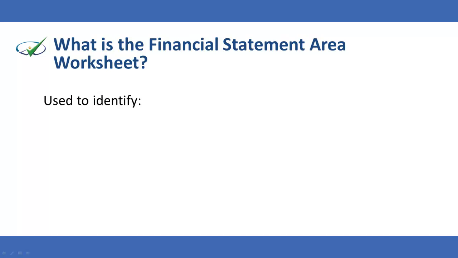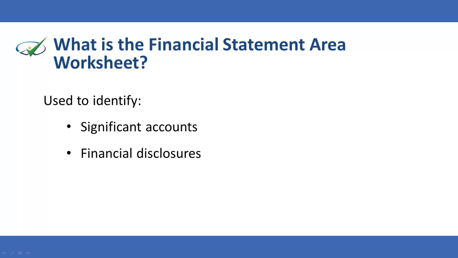The Financial Statement Areas worksheet, or FSA worksheet as it will be referred to from here on, is used to identify significant accounts, financial disclosures, and particularly sensitive areas within the engagement. As an audit tool, the FSA worksheet accumulates all of the financial statement areas for an engagement in a central location where various properties can be associated.